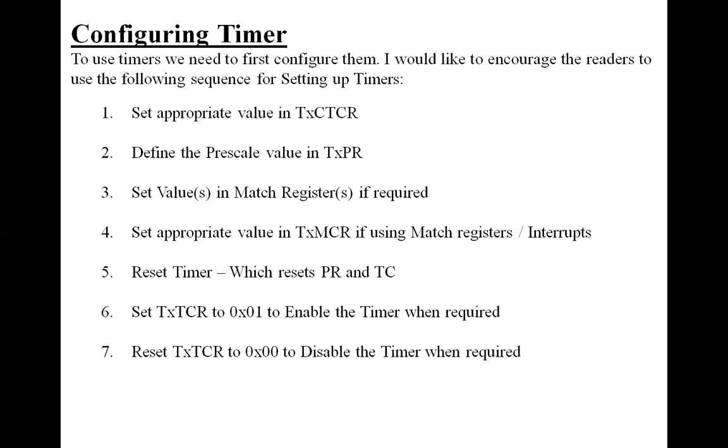Fifth step is to reset the timer, which will reset PR and TC. Sixth step is to set TCR to 01 to enable the timer when required, and the last step is to reset TCR to 00 to disable the timer when required, right? So these are the few steps that I gave about timers and counters for when you have to configure them.